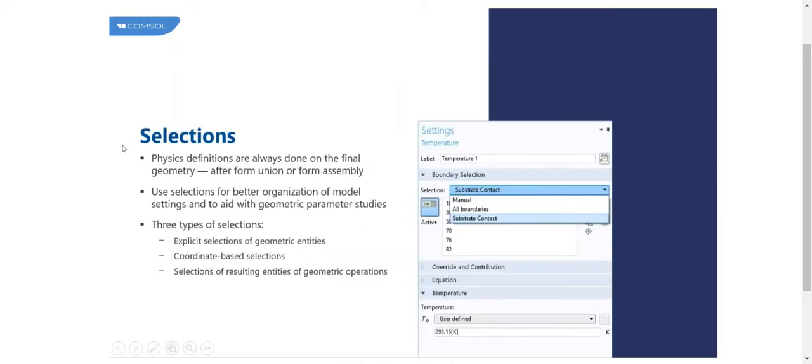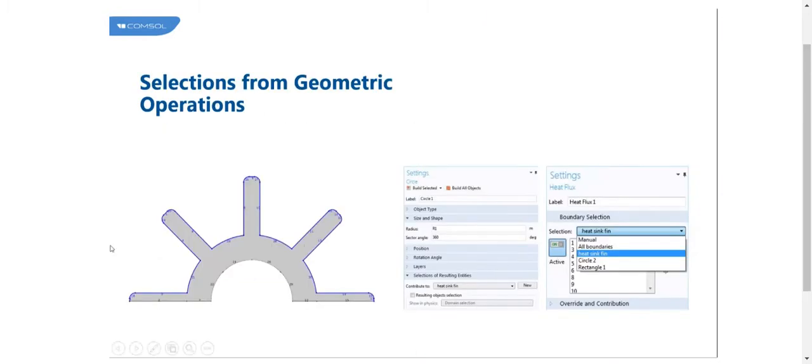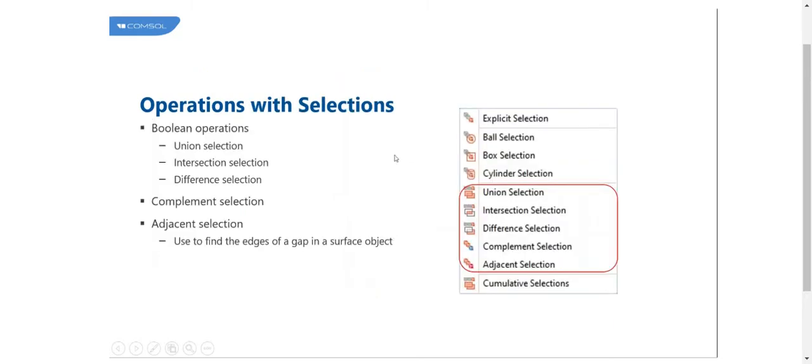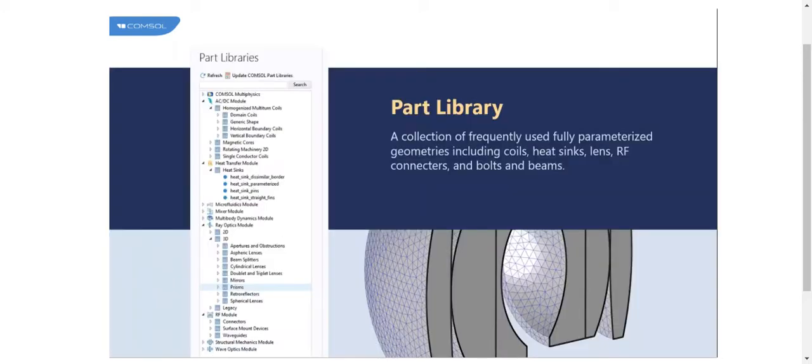Not only this, you can also create selections at the time of creating the geometry itself. These selections can be edge selections or domain selections, and later these selections can be used to assign the material properties, boundary conditions or domain conditions in one go. You can also create Boolean operations on the selections. It could be union, intersection, difference, or the complement.